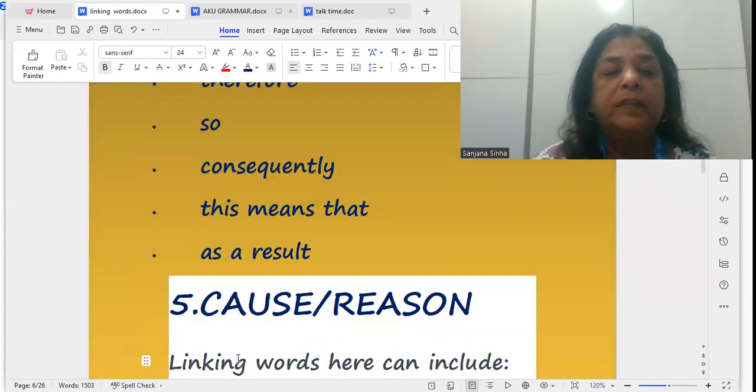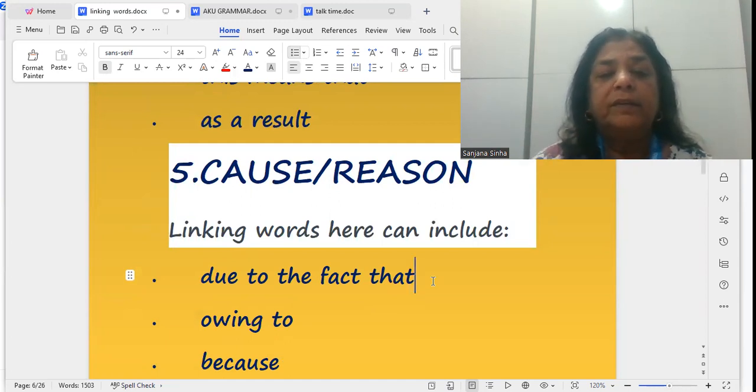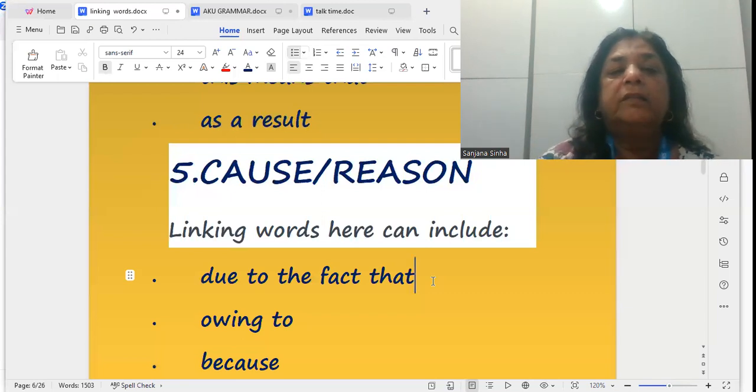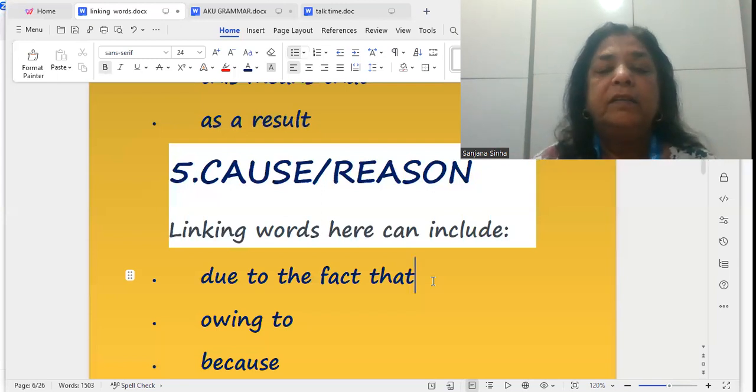Number 5 is cause and reason. What is the cause and what is the reason? Cause and reason. Due to the fact that something happens, because of this it happened. Due to the fact that I was not well, I did not come to college. What was the cause? I was not well. What was the reason? My illness. I could not come. Due to the fact that I was not well, I did not come to college.